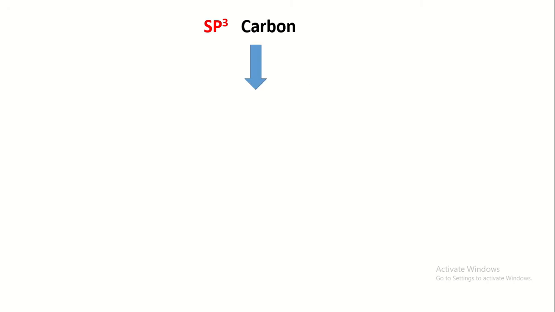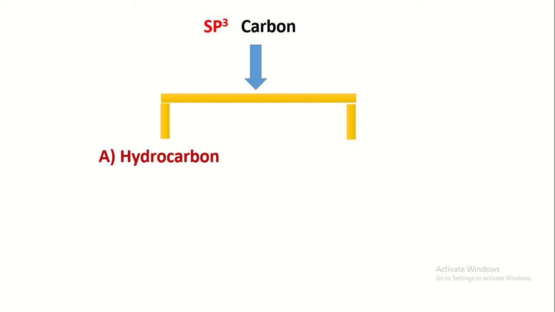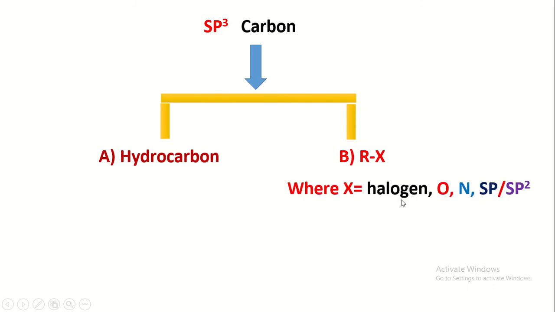Generally, sp3 carbons are divided into two categories. One is hydrocarbon, meaning a compound containing only carbon and hydrogen. The other is R-X, where X is a heteroatom, maybe halogen, oxygen, nitrogen, or X is an sp carbon or sp2 carbon. Now, first I will focus on the hydrocarbon.